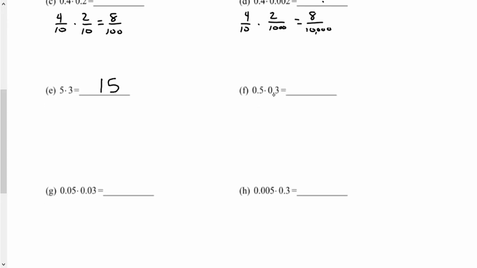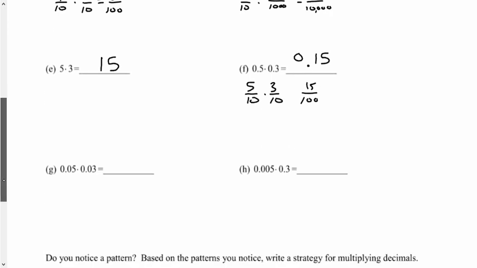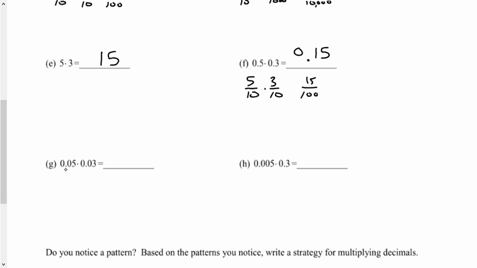Easy enough. This will be 5/10 times 3/10 is 15/100ths. Let's see, I've got 2 zeros on the bottom, and with 15/100ths, I know I'm going to have two decimals. So 0.05, that's 5/100ths, and this is 3/100ths, and that will get us 15.